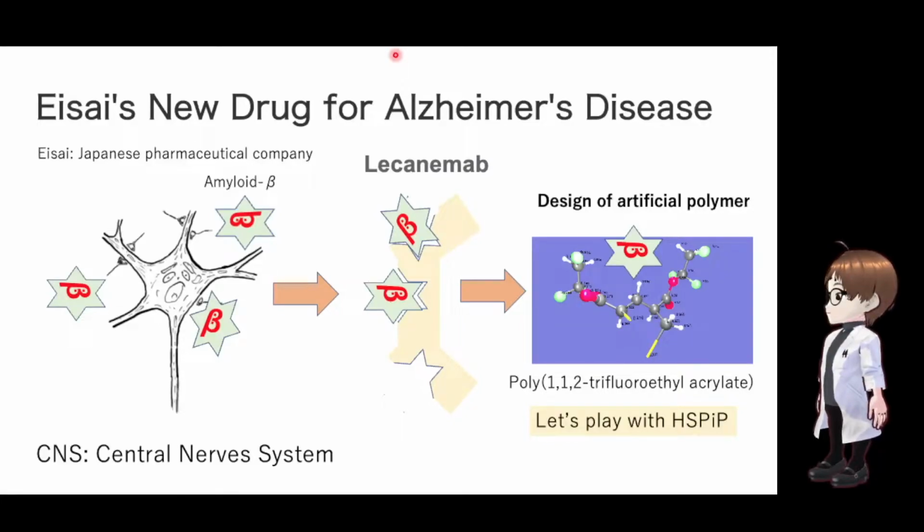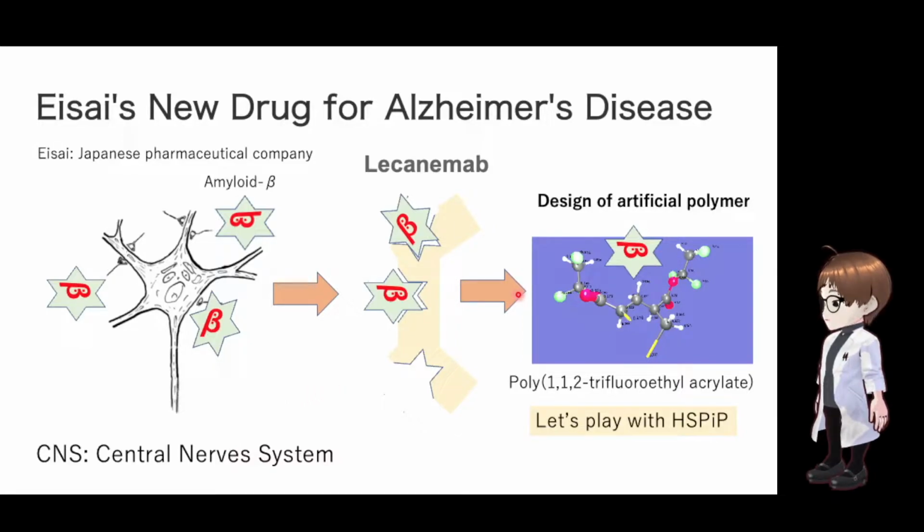Hello, I am a polymer chemist who is over 60 years old and starting to suffer memory loss these days. The other day, a Japanese pharmaceutical company, Eisai, announced a drug for Alzheimer's disease. I imagine this is a drug called Lecanemab that sucks out amyloid-β, which does harm to the central nervous system.